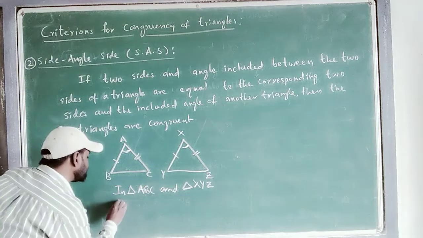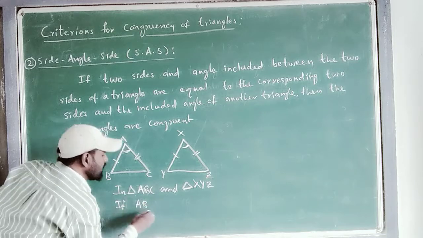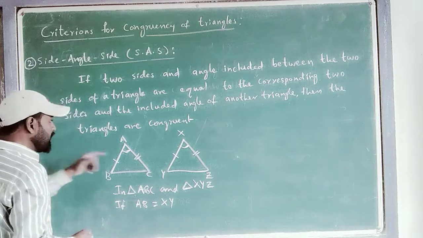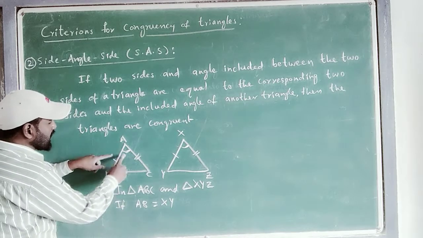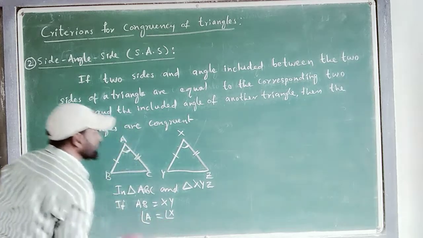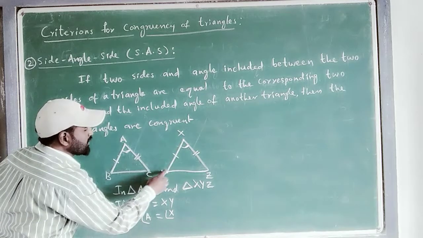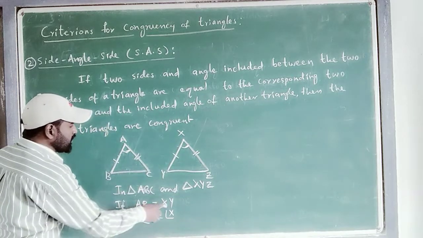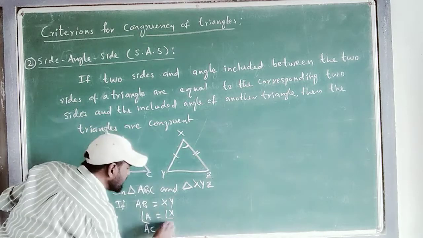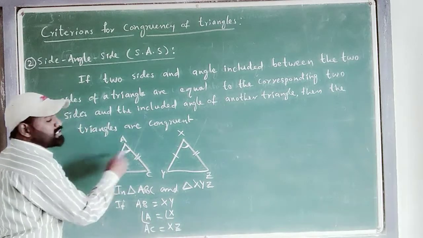Let's check. AB in triangle ABC is corresponding to XY in triangle XYZ, right? Now which angle is included by the two sides? Angle A. Angle A is equal to angle X. Here the angle is included by AB and AC. Here the angle is included by XY and XZ. So first side we wrote, the next other side AC corresponding to XZ. These are the two sides and these are the angles included by the two sides.